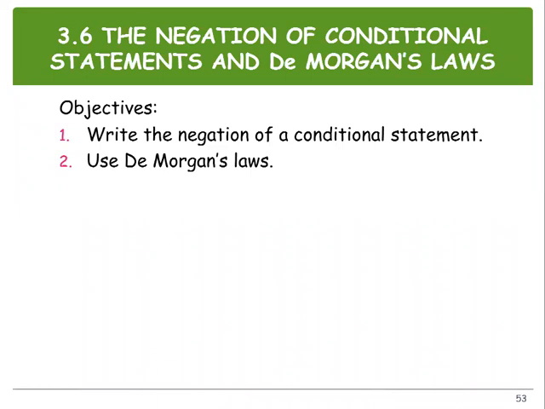Section 3.6, the negation of conditional statements and De Morgan's law. Two objectives. The first one is to write the negation of a conditional statement, P then Q, and use De Morgan's law.